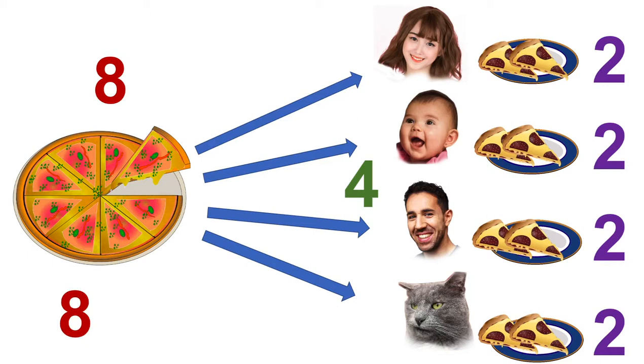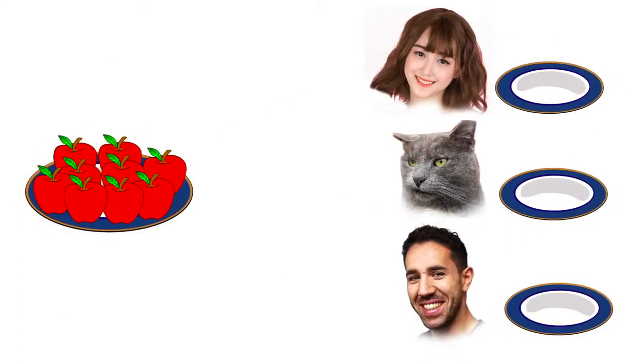Good. 8, our big number that we start with, divided, so we're going to share by 4 friends equals 2 pieces of pizza for everybody. Very nice. Okay, let's look at our apples. Apples. How many apples do we have?